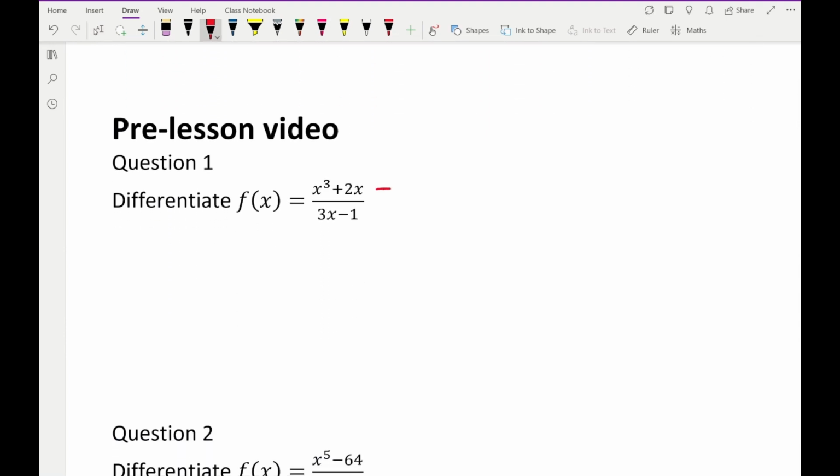U is always the top of the fraction, and v is always the bottom. So if I write these out off to the side, u is x cubed plus 2x, and v is 3x take 1. U dash is going to be 3x squared plus 2, so that's just the derivative of u, and v dash is going to be 3. Let's plug it all into the quotient rule and see what we get.